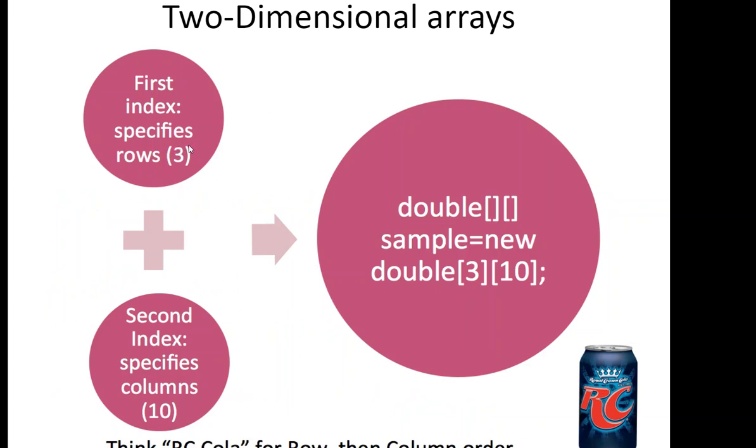This is just a way to remember, a mnemonic, to think about row, column. Row always goes first. I don't know if you guys have heard of RC Cola, but RC: row, and then column.